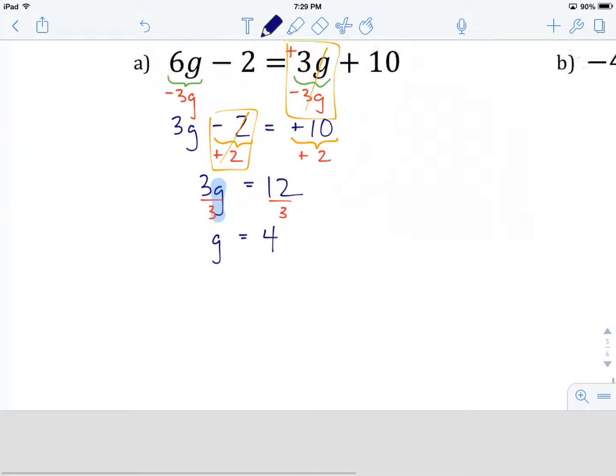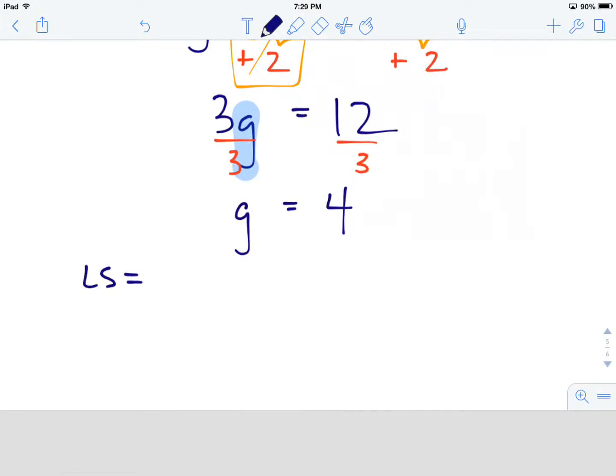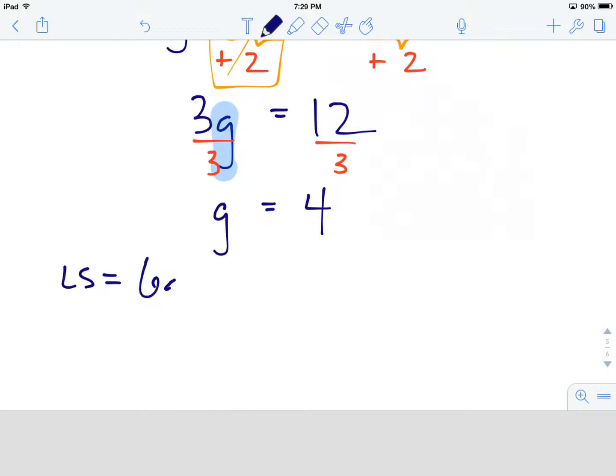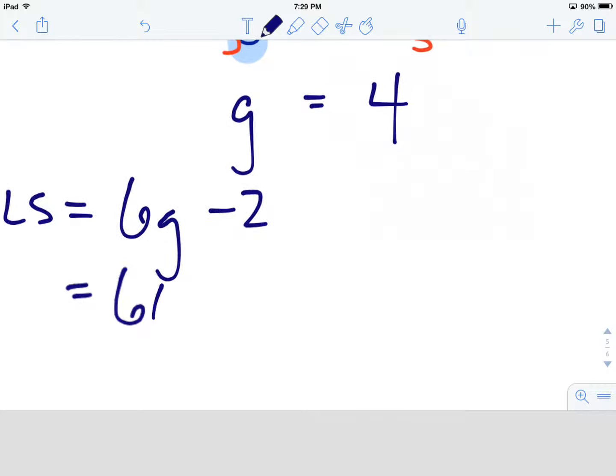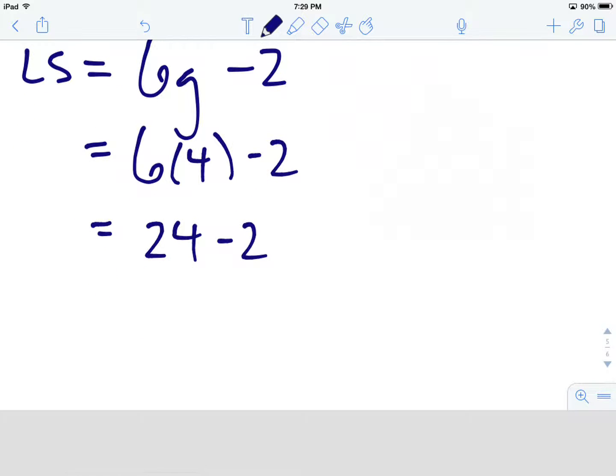And I think we have enough space. Let's do our left side, right side check here. So the left side is equal to 6g minus 2. Now we think g is equal to 4, so 6 times 4 minus 2. 6 times 4 is equal to 24 minus 2. That's going to give us 22.